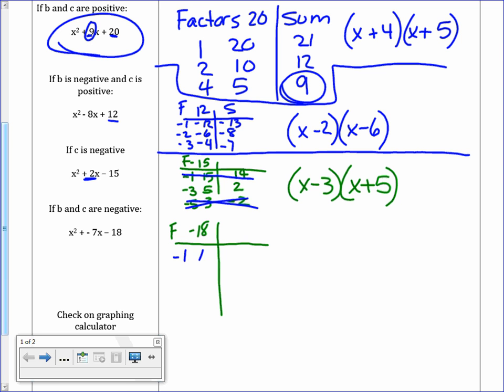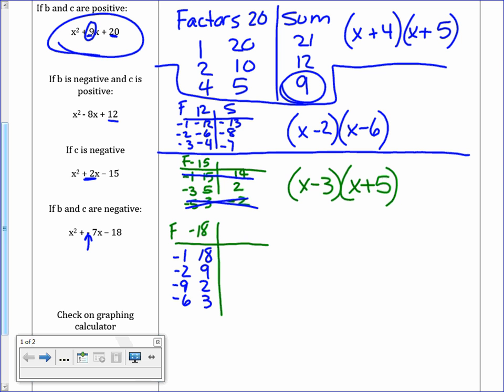-1 and +18. Not going to work. Let's see. -2 and 9. Yeah, -2 and 9. Not. Let's see. -9 and 2. Now, it kind of makes more sense that I would want to attach a negative value to the larger of the two numbers since I'm ending up with a -7x. So I'm just going to say -6 and 3.